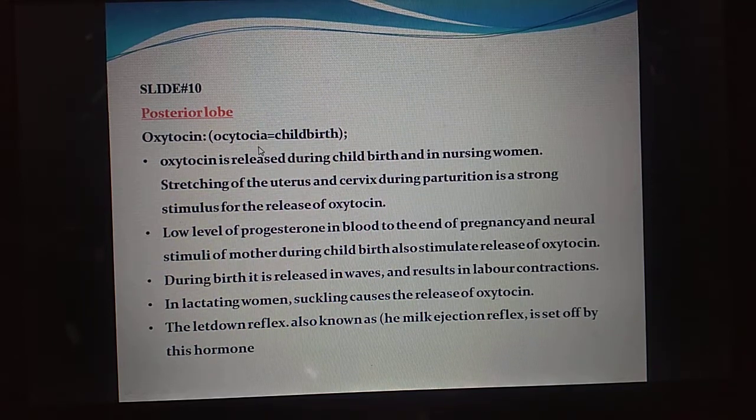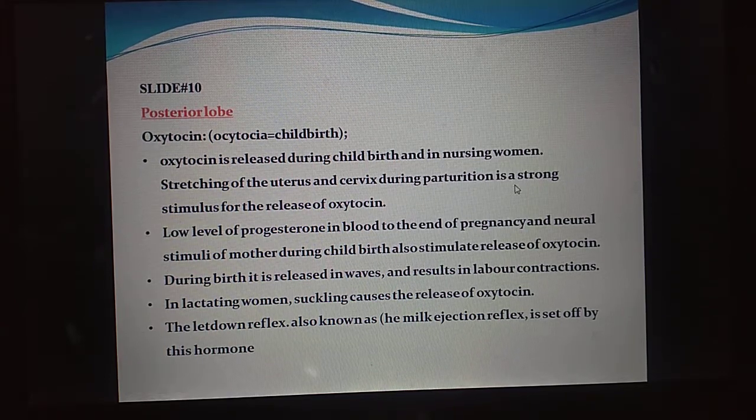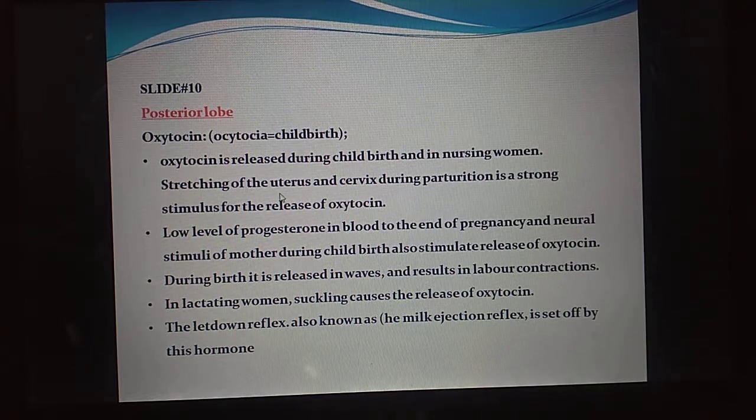The word oxytocin means quick childbirth. Oxytocin is released during childbirth and in nursing women as well. Stretching of the uterus and cervix during parturition, or during childbirth, is a strong stimulus for the release of oxytocin.